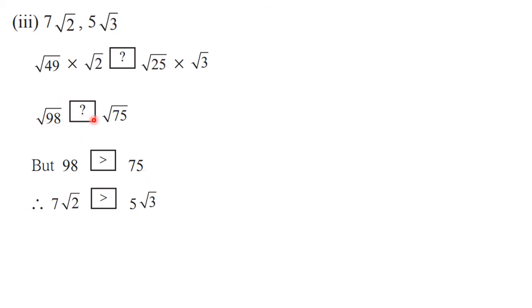But it is already written once here, so there is no need to write. Since we are getting this symbol of greater than, the same symbol we can use for the original pair. We can say that the first surd is greater than the second surd, or 7 root 2 is greater than 5 root 3. Simply by observing, we cannot say which surd is greater and which is smaller. But when we solve it like this, we can easily compare them.